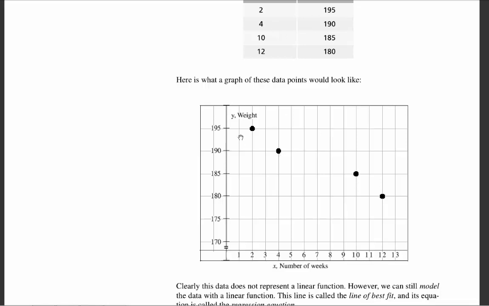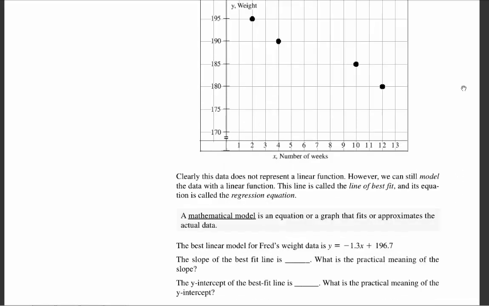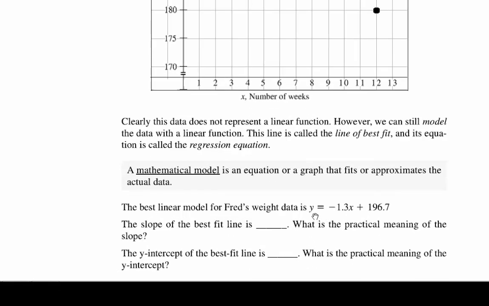When you look at these points, you'll notice that they don't form a straight line, right? Some of the points are a little below where a line might fall or above where a line might fall. So we don't have a linear function, but we can still model the data with a linear function. The line that will go through most of these points is called the line of best fit, and the equation is called the regression equation. So the book has calculated that the equation of the line that will best fit all of these points is y = -1.3x + 196.7.